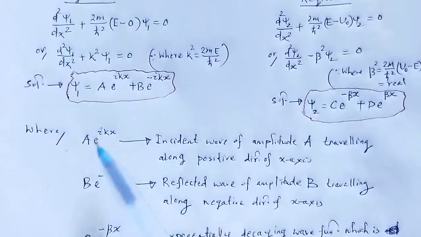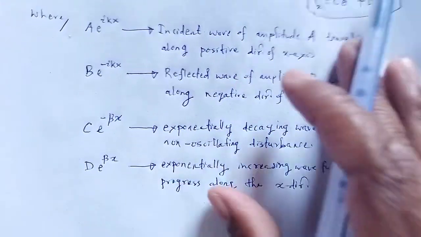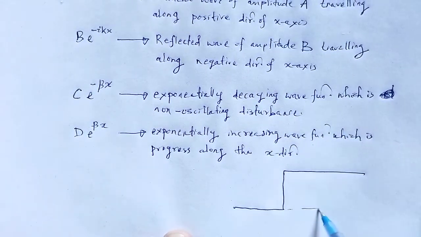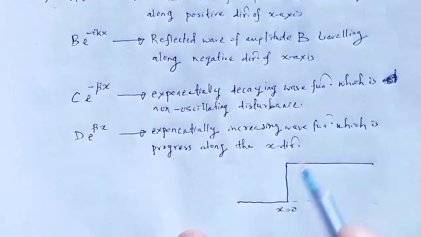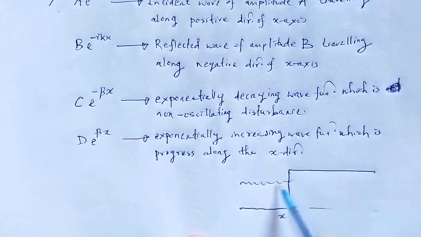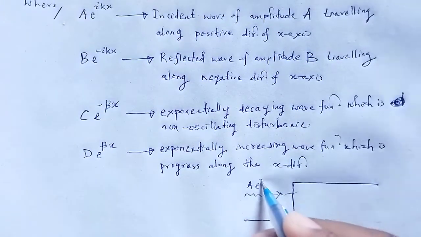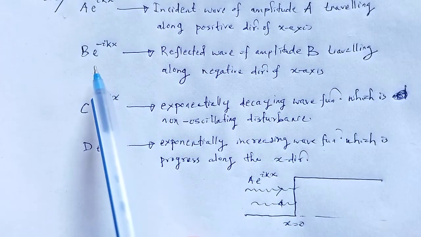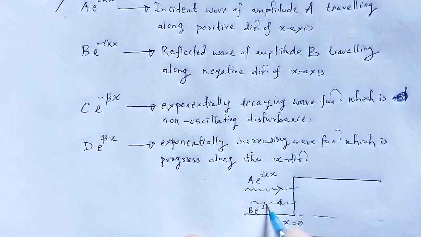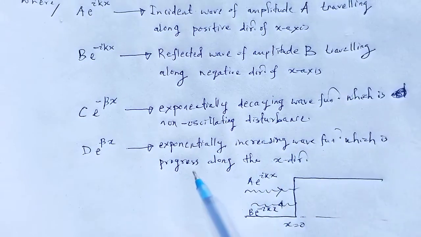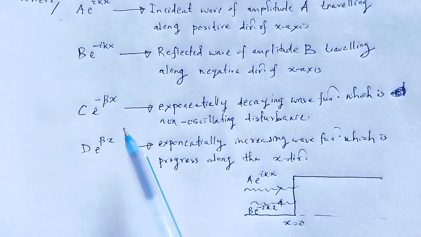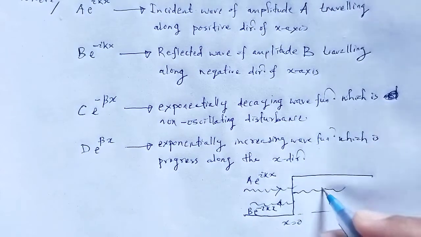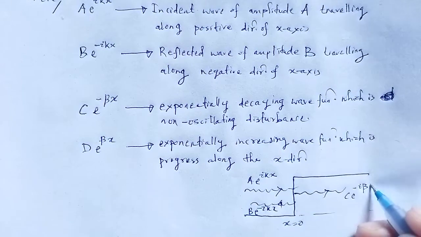But what does this indicate if we consider the step potential here at x = 0? There is the incident wave e^(ikx) and the reflected wave B e^(−ikx). And here we have the exponentially decaying wave function C e^(−βx), which is not progressive.